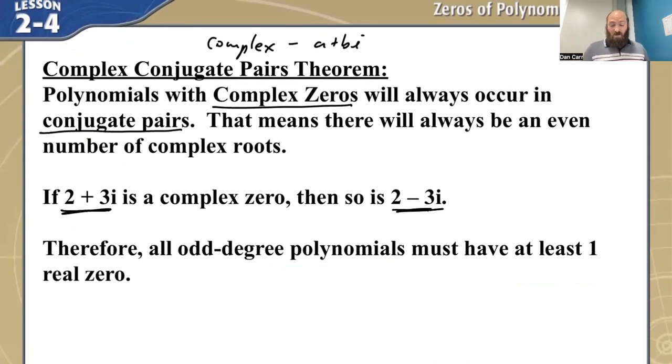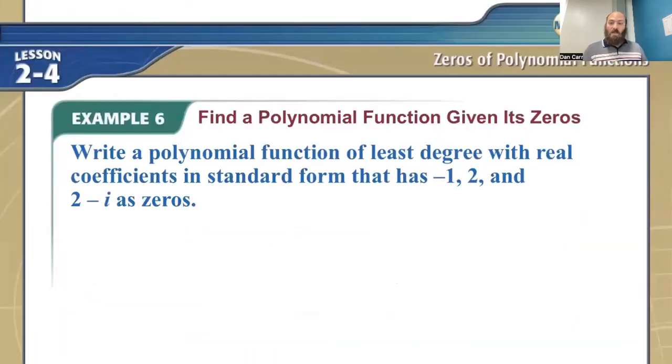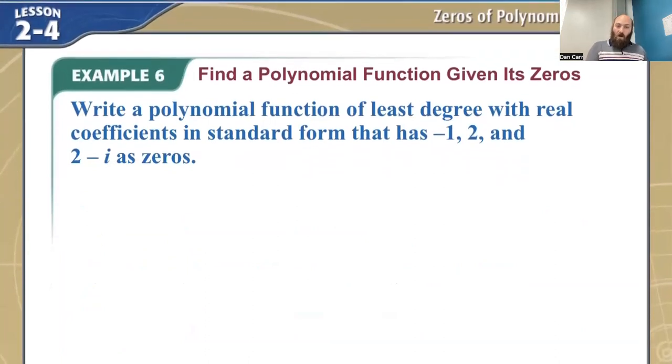Okay, so that's one conclusion we can always go from this. Any degree you're working with, as long as it's an odd degree, you know there's going to be at least one real zero. So how can I use this conjugate pair? We're going to look at this one right here. I want to write a polynomial function of least degree with real coefficients in standard form that has -1, +2, and 2 minus i as zeros.